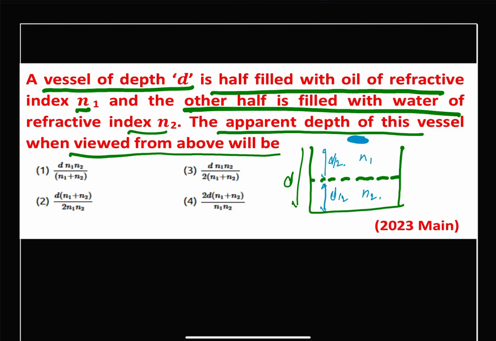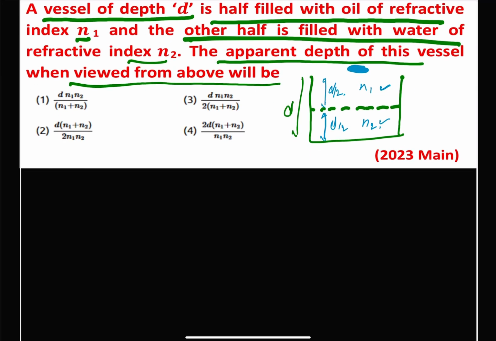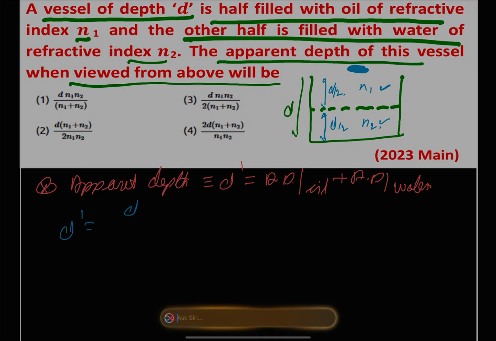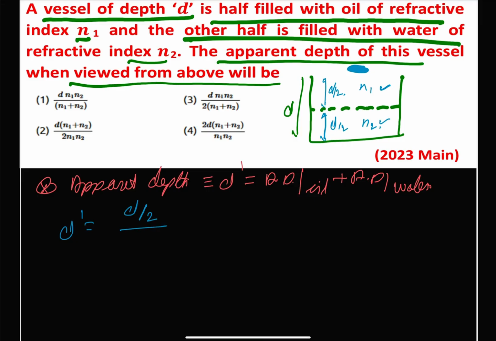So apparent depth will be the combination of the apparent depth because of the oil and because of the water. So we can say that our apparent depth, that is D prime, will be equal to the apparent depth of oil plus the apparent depth of the water, and we can write that D prime will be equal to D by 2 divided by N1 plus D by 2 divided by N2.